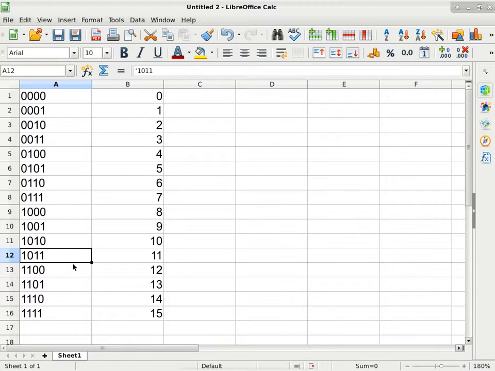Okay, so the next thing we'll do is to write down the digits in base 16. So column C is going to be base 16.